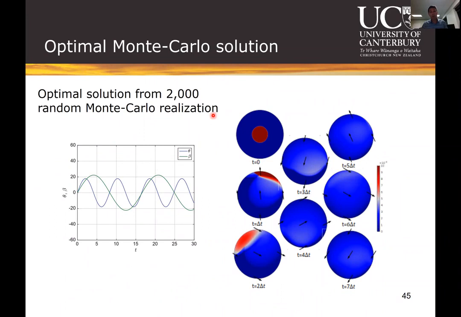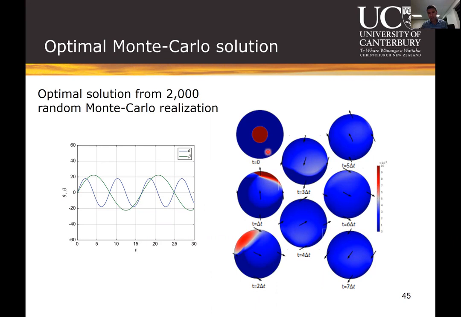The left-hand curve here shows theta and beta, the orientation angles of the pan. And we see that we've got sort of those two signals, and that kind of indicates that we are sort of inclining the pan in one direction twice as fast as in the other. What you see on the right-hand side is how the film evolves over time. So you should read that from top left to bottom right.